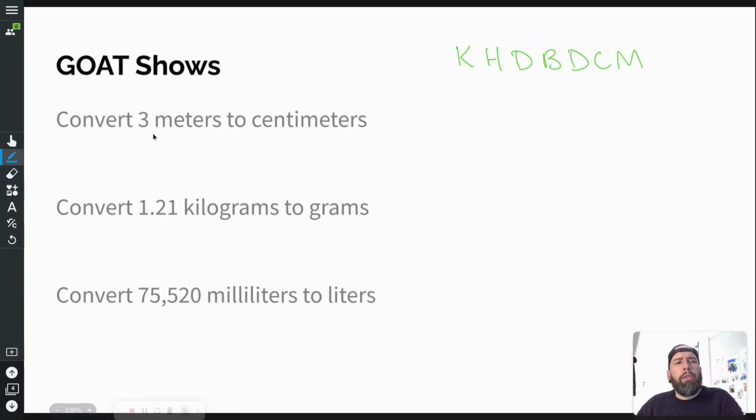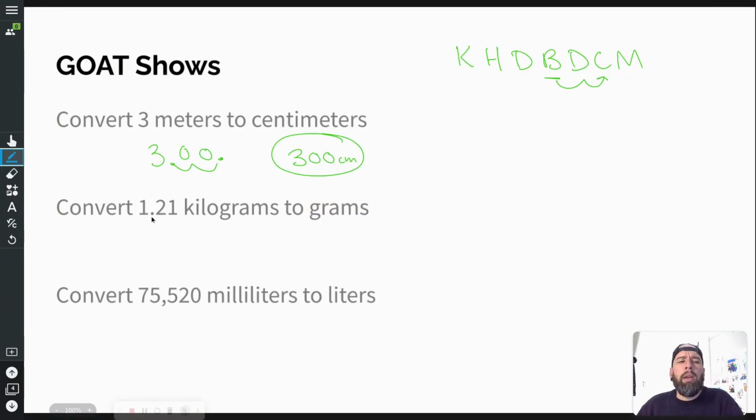I want to convert 3 meters to centimeters. That's smaller, so we're going to move to the right. So 3 meters to centimeters. So here's meters. Meters is a base. I'm going to go 1, 2 to the right, put a decimal where a decimal should be. So that's 300, and I don't need to put the decimal at the end. Not necessary. So that is 300 centimeters. 3 meters is 300 centimeters.